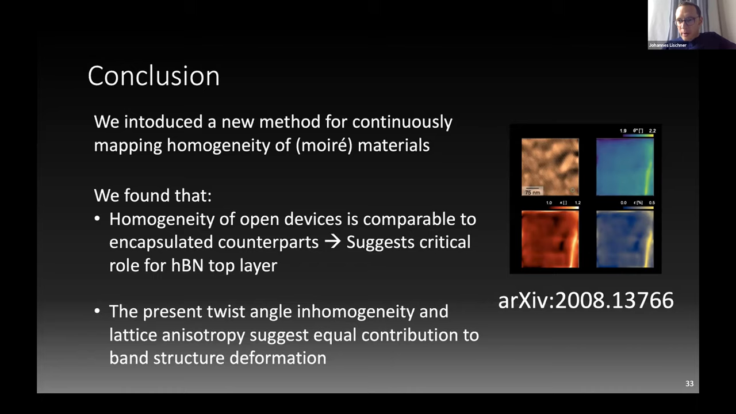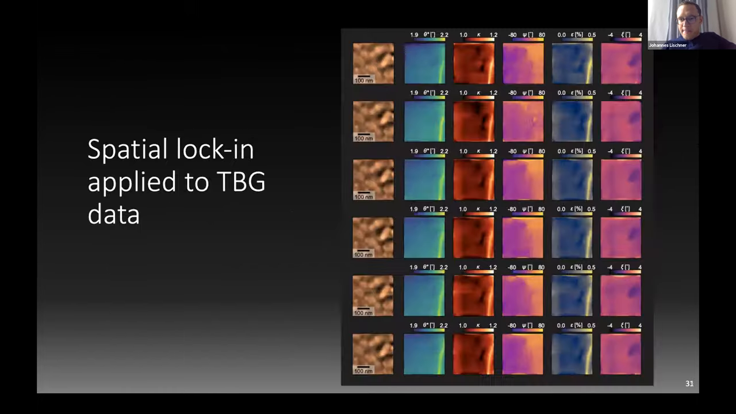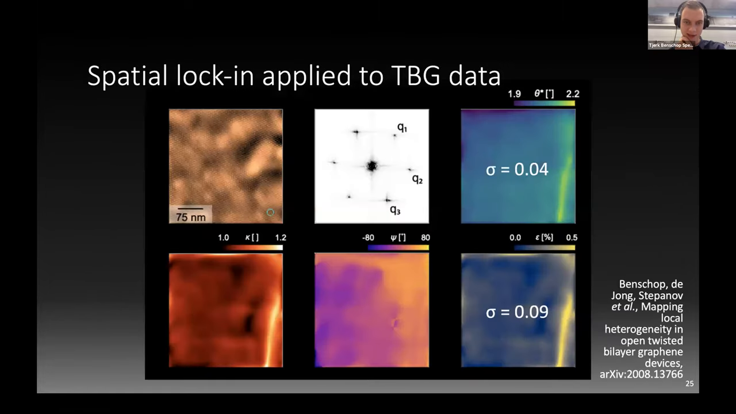Part one, what is the bright line in the spatial lock-in data? Yeah, what it is exactly is a very good question. It appears in our output, but as you can see in the topograph, it's not that clear at all. So actually, we're not that sure.